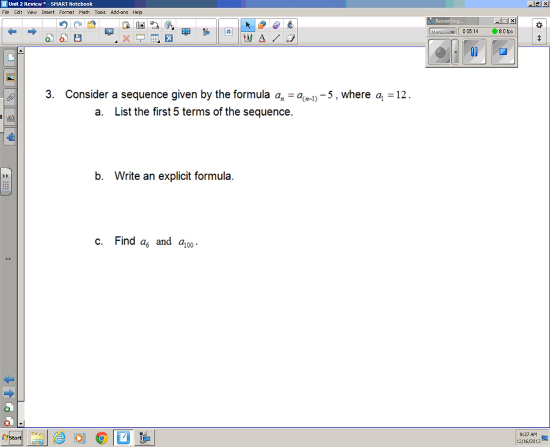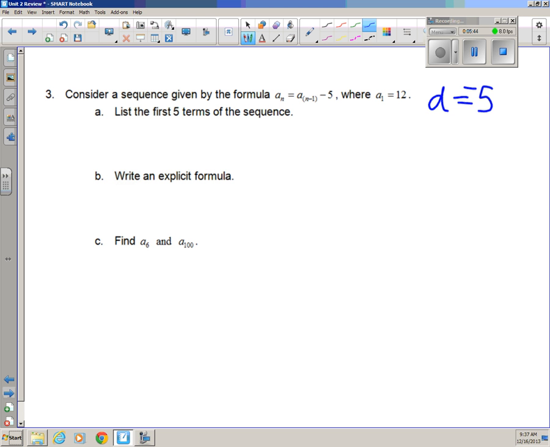The third, consider the sequence given by the formula a sub n equals a sub n minus 1 minus 5, where a sub 1 equals 12. Well, this happens to be an arithmetic sequence, and the reason why we know that is because you are looking for the term before the one they give you, and you're subtracting by 5 in terms of your common difference. So we know the common difference is negative 5.